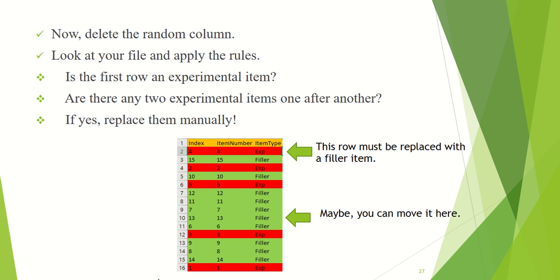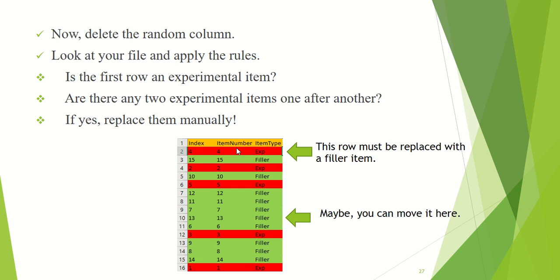Now look at your file and apply the rules. So this is my result file. Now, if you look here, it's randomized. Item 4 has come to the top, item 1 has gone all the way down. But if you look at this file, my CSV file has started with an experimental item, which is wrong.